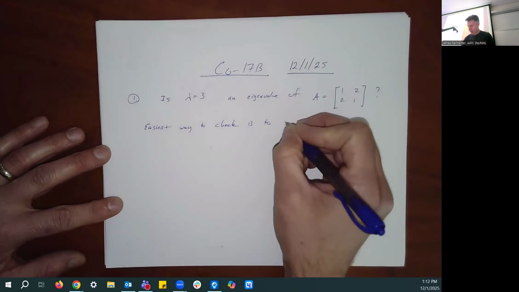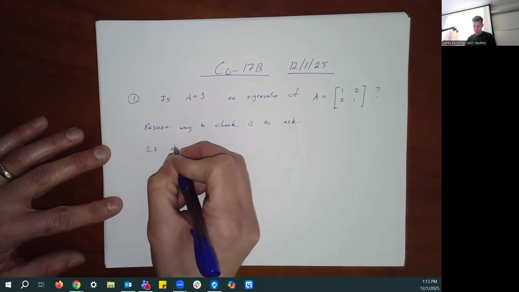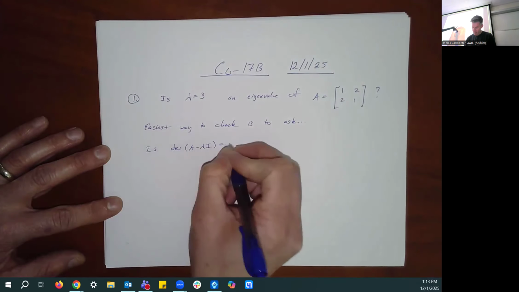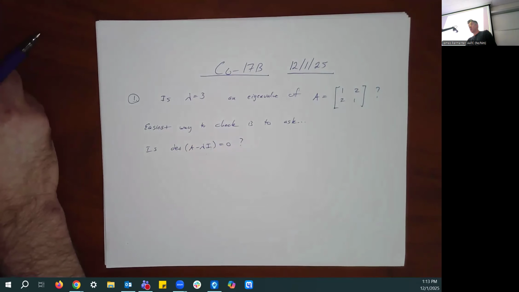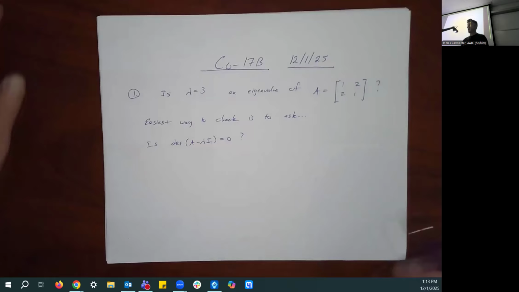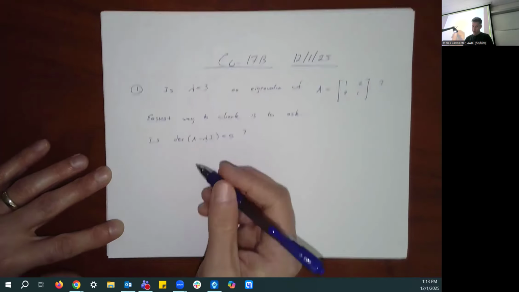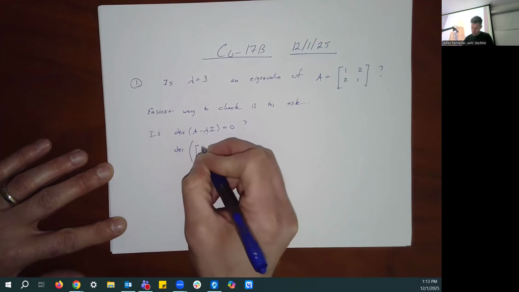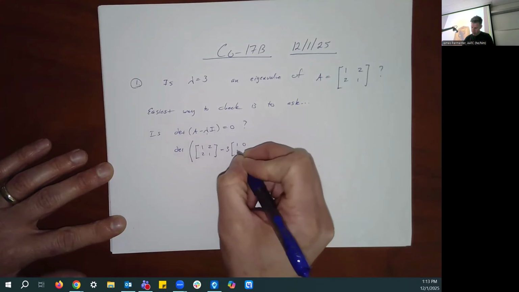The easiest way to see this is to ask yourself, is the determinant of A minus lambda I equal to 0? Because if it is, then it is. And if it isn't, then it isn't. So instead of doing the determinant of A minus lambda I and setting it equal to 0 and solving that quadratic equation, we're going to just plug in 3 for our lambda and ask ourselves, okay, is the determinant of our matrix 1, 2, 2, 1 minus 3 times our identity matrix 1, 0, 0, 1 equal to 0?